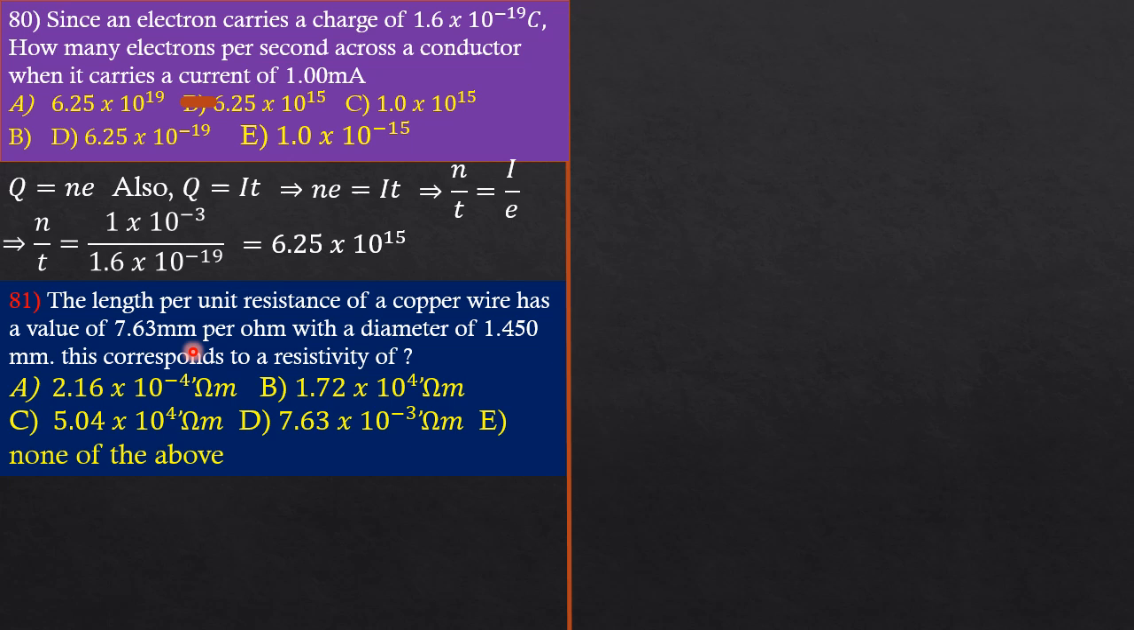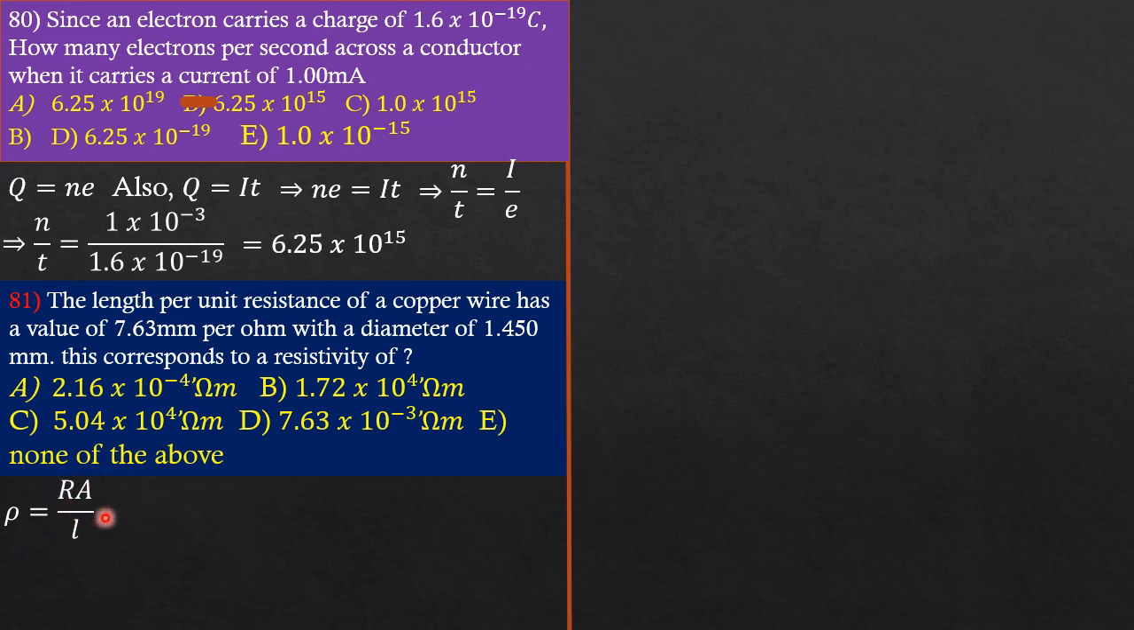We should know that the resistivity of a copper wire, or of any wire with a uniform cross-sectional area, is simply given as rho, the resistivity, equal to the resistance of that wire times the cross-sectional area over the original length of that wire.